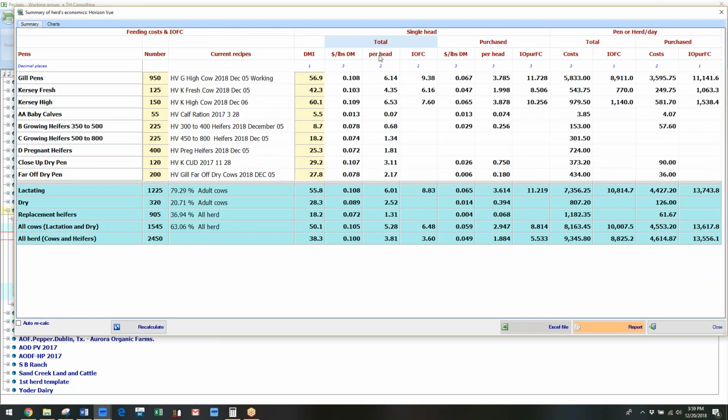And again, the income over feed cost is being generated by the milk produced here. So I have 950 head on this ration, 125 here, 150 here. Here are the intakes. The milk is set out there. So the income over feed cost is set here. And then you can see the total cost to feed the whole herd. You can see the cost it takes to feed the lactating cows, dry cows, all the heifers, and all the cows. So this is a whole herd report.